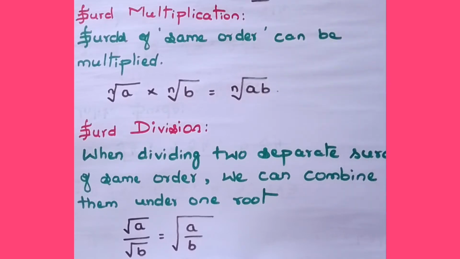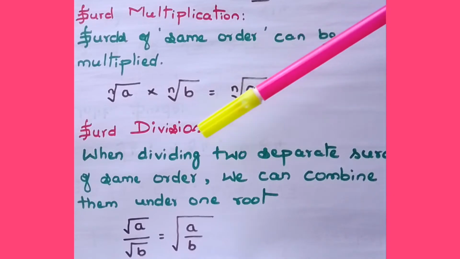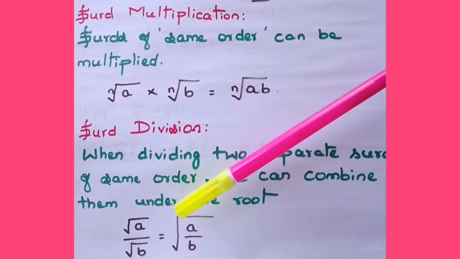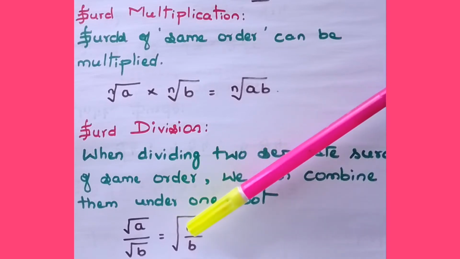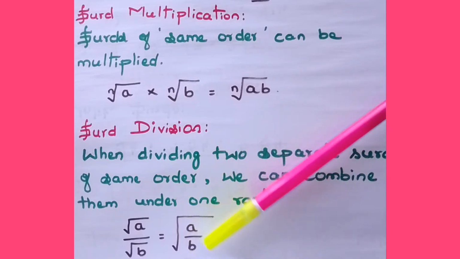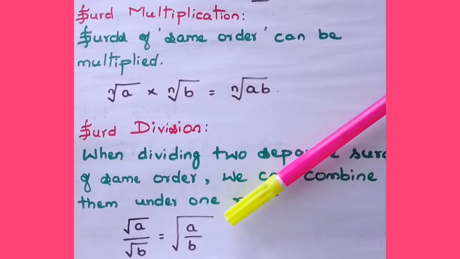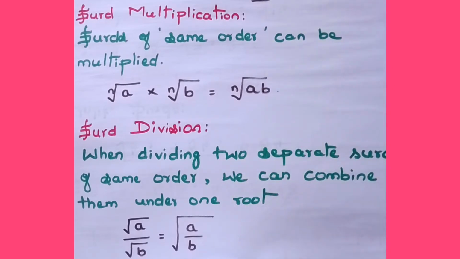Okay. Next, in the case of surd division, when dividing two separate surds of the same order, we can combine them under one root. Example, if in the numerator it is square root of A divided by square root of B, you can write whole square root of A by B. You can write surd division like this. Okay.